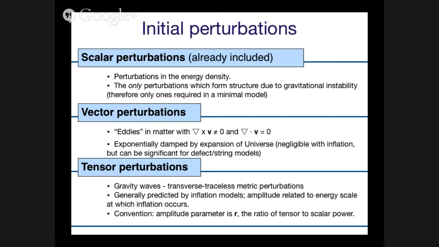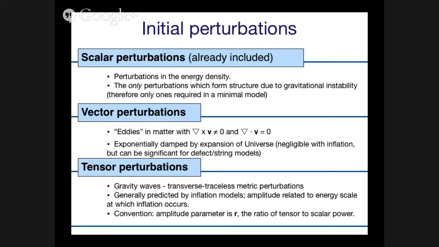There are generally three types of perturbations that you might consider in your model. First of all, there have to be density fluctuations, because we exist and we're the product of density fluctuations that have grown with time to form planets and stars. These are the only perturbations that grow with gravity in this expanding universe, so they're very important. In addition, you can potentially have vector perturbations, which would be effectively eddies in your matter distribution. However, these vector perturbations are exponentially damped in an expanding universe, so they are generally negligible within inflationary models, and I'm going to ignore them for this talk.